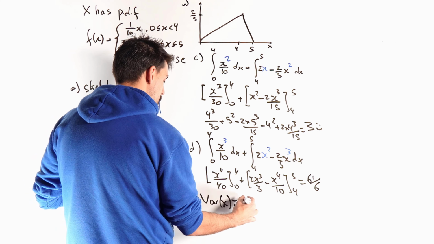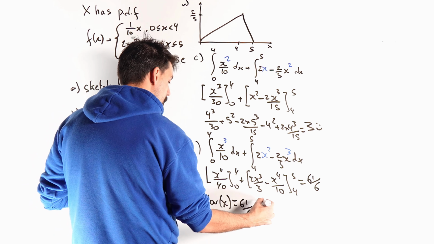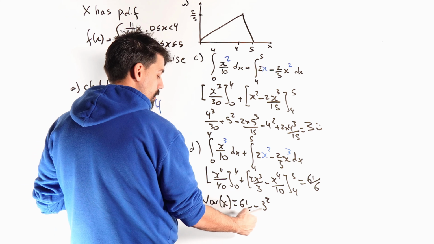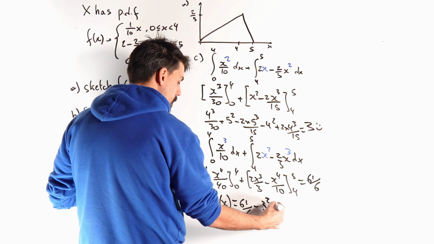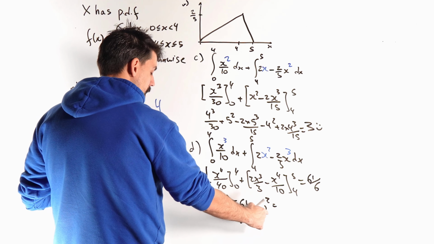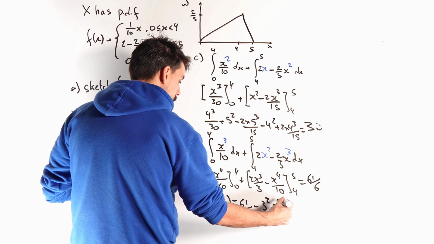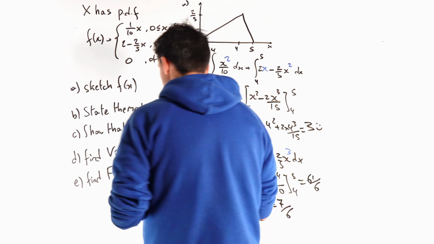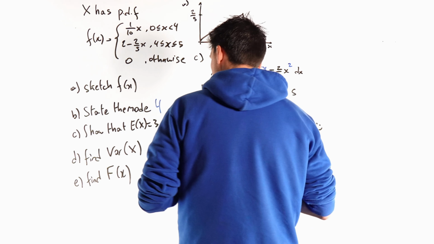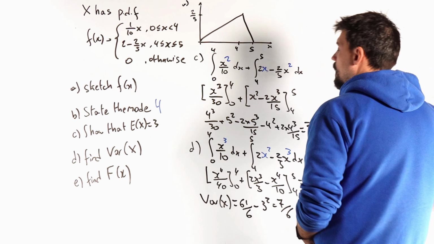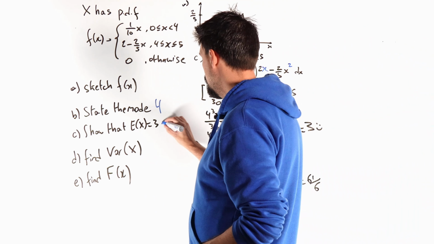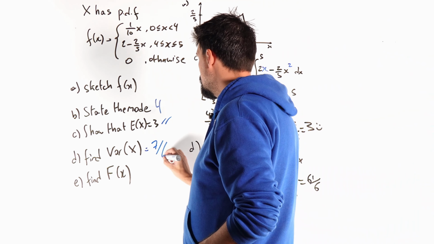So var of x is 61 over 6 minus 3 squared. E of x squared minus e of x all squared. What's 9? 9 is 54 over 6, so 7 over 6. I'll just put that there, actually. Just pop it there. Let's do that. Check, check. That's 7 over 6.